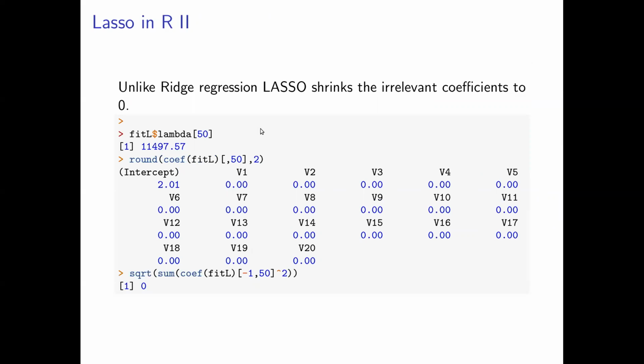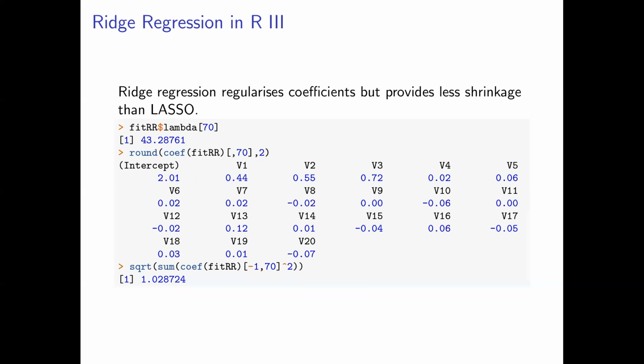Whereas with the lasso estimator, we obtain similar coefficients, but now they are all exactly 0, and also their sum of squared coefficient fit is exactly 0, with the same lambda as we had before with the ridge regression. So this is what it means, that lasso shrinks the irrelevant coefficients really to 0, whereas ridge regression only gets us very, very close to 0. Similarly, again, ridge regression provides less shrinkage than lasso.